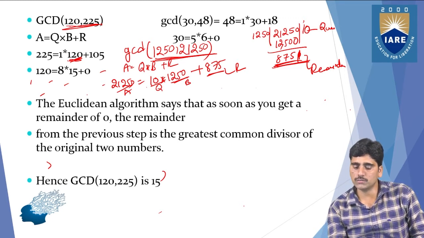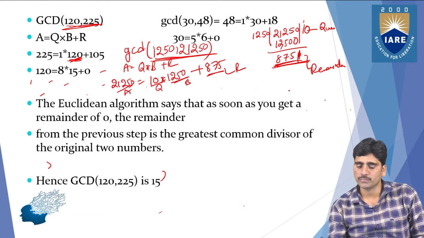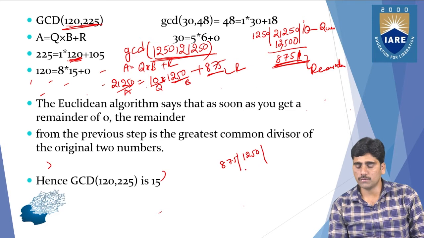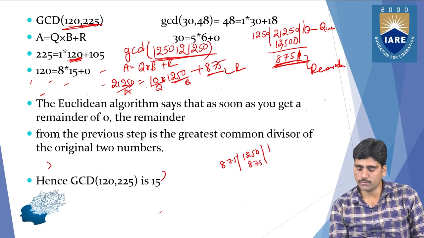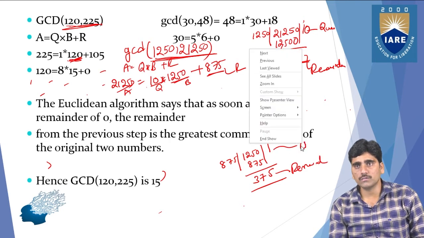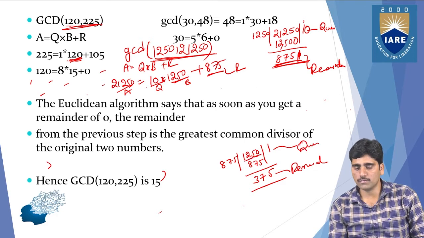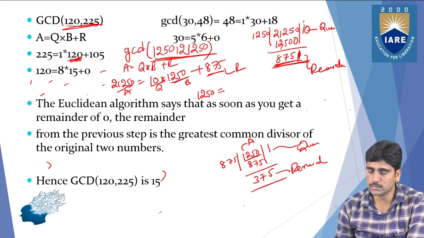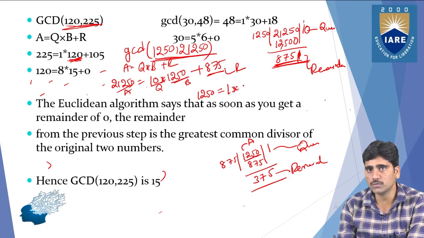So again, we need to divide B by R. So divide 1250 by 875. The remainder is 375, and 1 is the quotient, and 1250 is the A value. So we need to write this in the form: 1250 equals 1 into 875 plus the remainder 375.